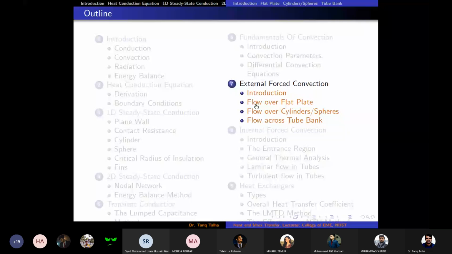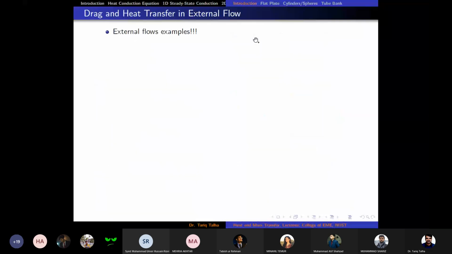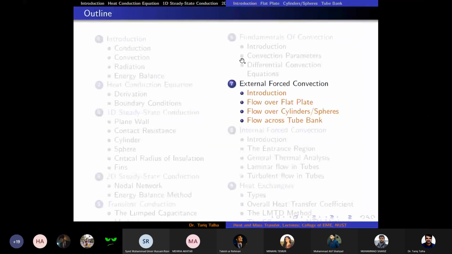In that chapter we discussed 3 main topics: flow over a flat plate, cylinder, and tube bank. You can also include chapter number 6. Maybe from chapter number 6 I can ask a simple conceptual question, and from chapter number 7 a small numerical would be there. So in next week's class we would have quiz number 4, which is from external forced convection.